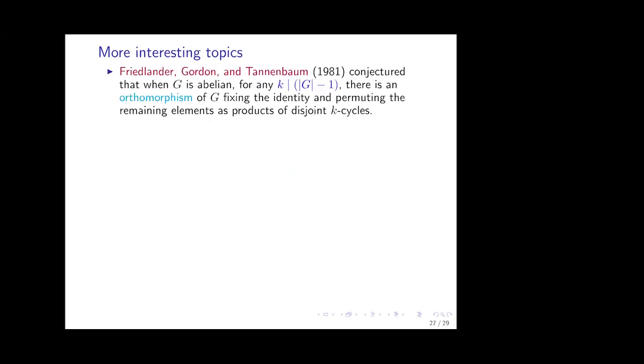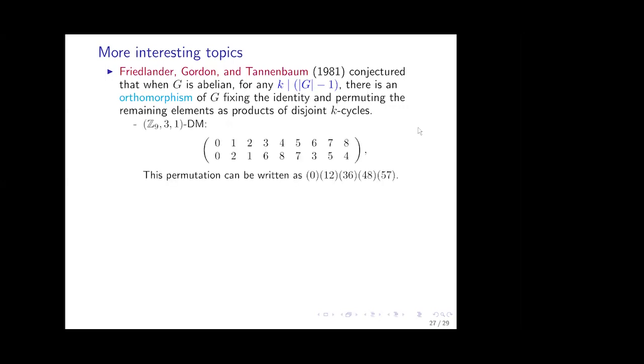In 1981, these three mathematicians conjectured that when G is abelian, for any K dividing the size of G minus 1, there is an orthomorphism of G fixing the identity and permuting the remaining elements as products of disjoint K cycles. A little confusing, so we give an example.